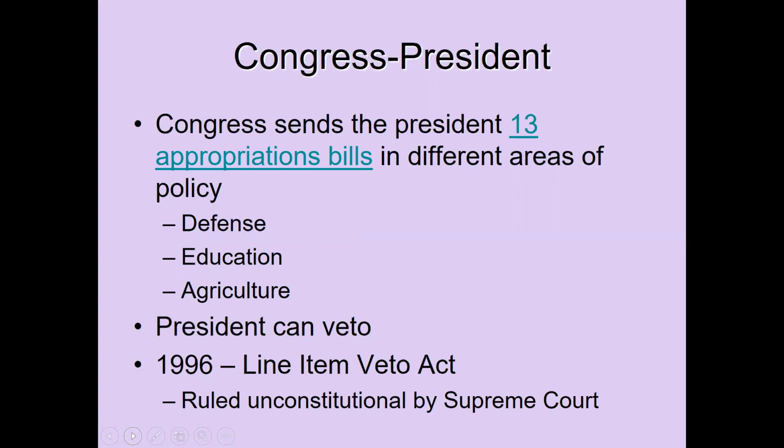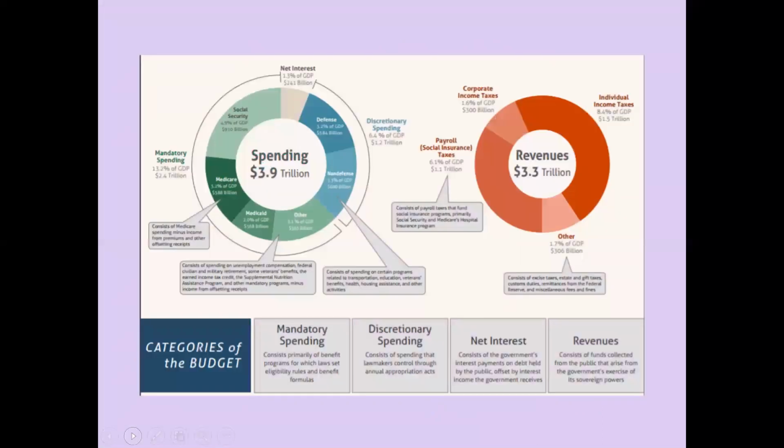So as it is right now, the president can veto any one of these individual appropriation bills, but the president doesn't have the ability to have a line item veto. Let's take a look at the budget.